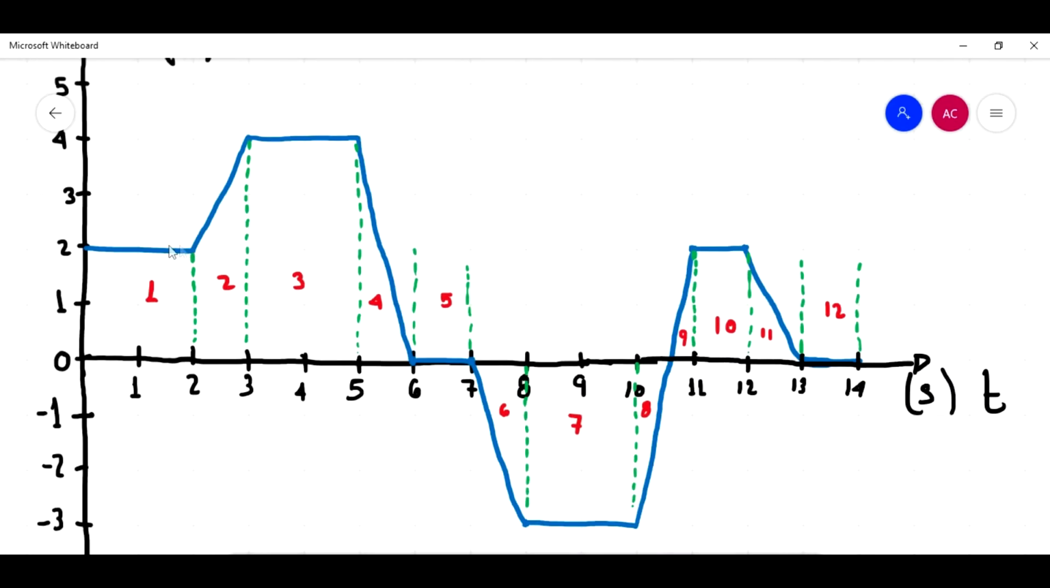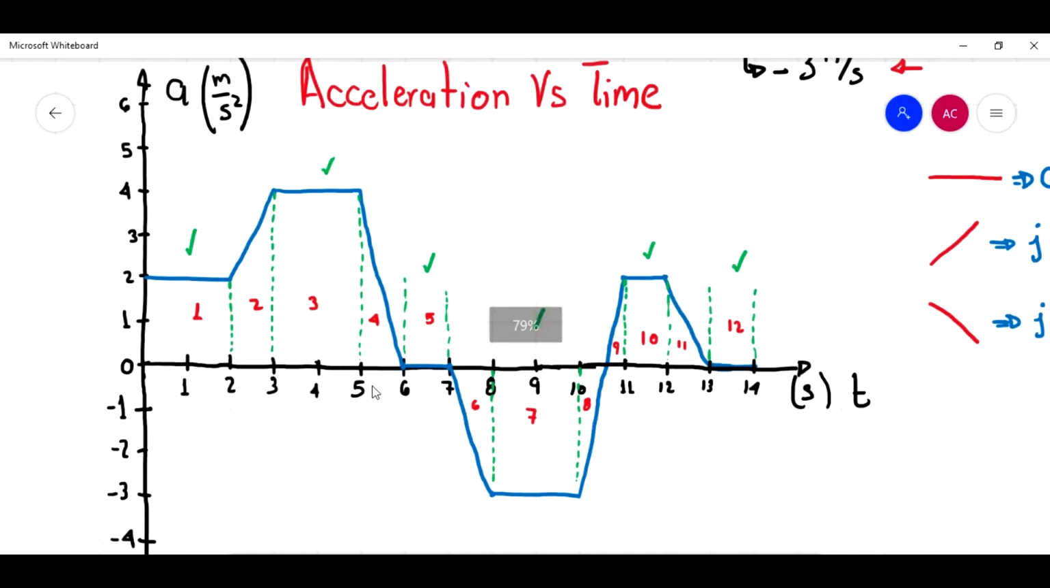When you see horizontal lines, I'm going to put check marks. I'm going to focus on this one, this one, this one, this one, this one, and the number 12. Those are the only segments that I'm going to see.